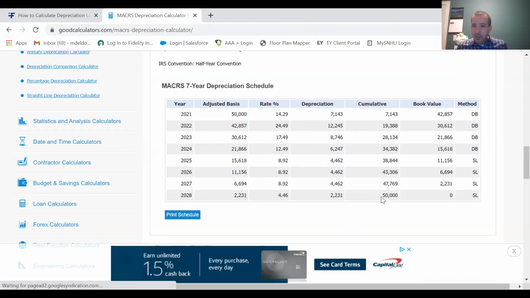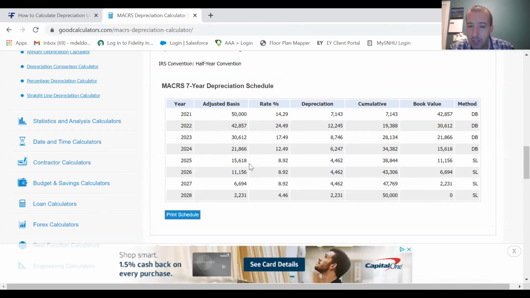In year seven, your cumulative depreciation is $50,000, right? You've used up all your depreciation. Your cost basis was $50,000, so your book value in this column is now zero for the asset. So that's how you calculate MACRS, the modified accelerated cost recovery system. In year one, you find the cost basis and multiply it by the rate on the table, and then as you accumulate the depreciation, you adjust your cost basis and multiply by the rates given in the table.